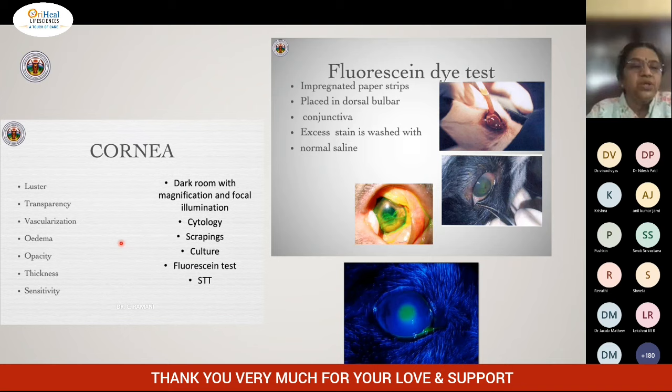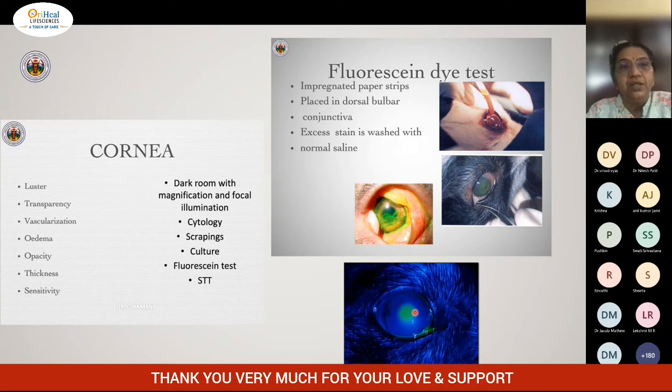There is one more point. Vascularization of the cornea is called pannus. Cornea is transparent because there is no vascularization, because there is an orderly arrangement of the collagen fibrils, and because there is no pigmentation. But when the condition is chronic, you will find vascularization and pigmentation on the cornea. You will also find vascularization on the cornea when the ulcer heals.